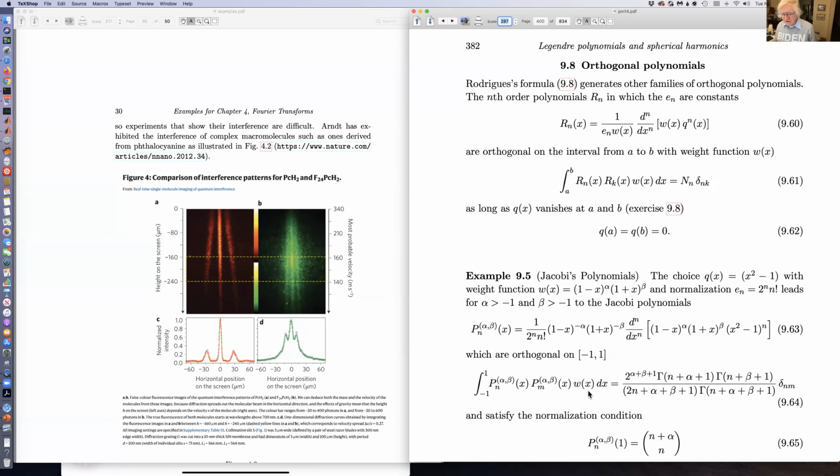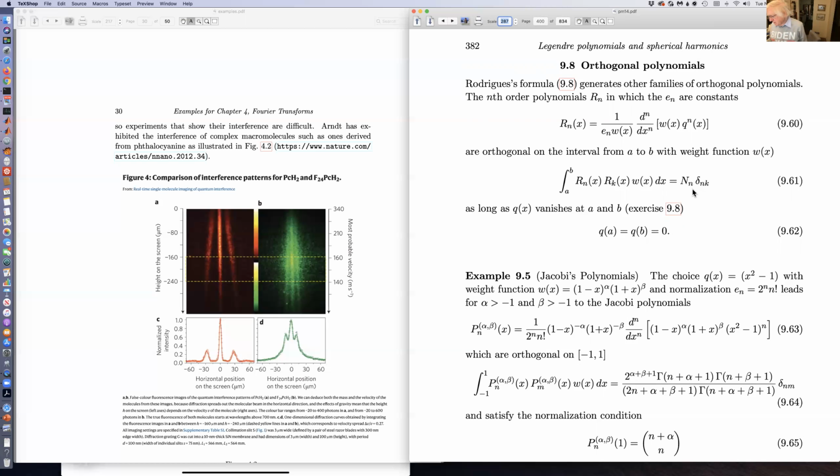W turns out to be a weight function. That's why it's called W. And typically you want Q to vanish at the two ends of the interval that we're talking about. So it vanishes at A and B. Then, as long as Q vanishes at the endpoints, the Rodriguez polynomials, defined this way, are orthogonal with the weight function W. And there's then some normalization N sub n.